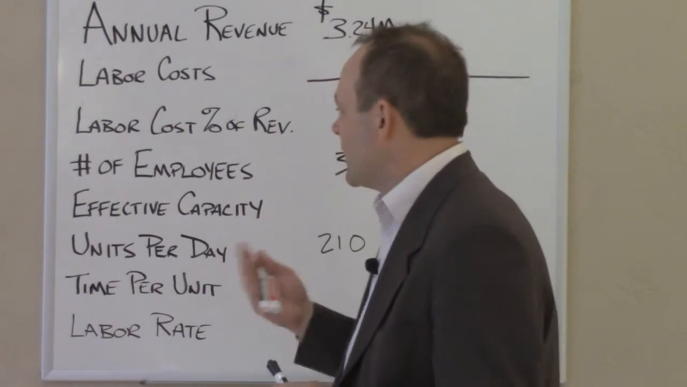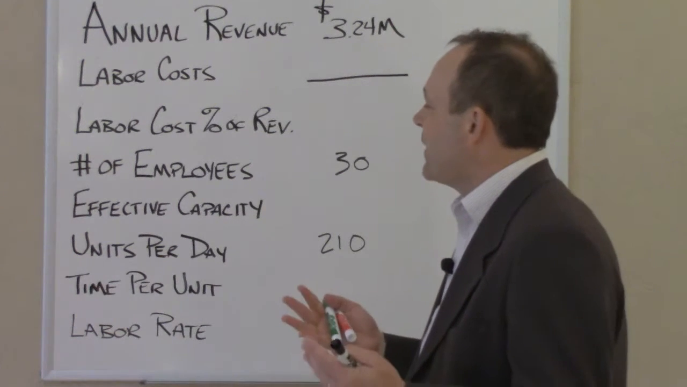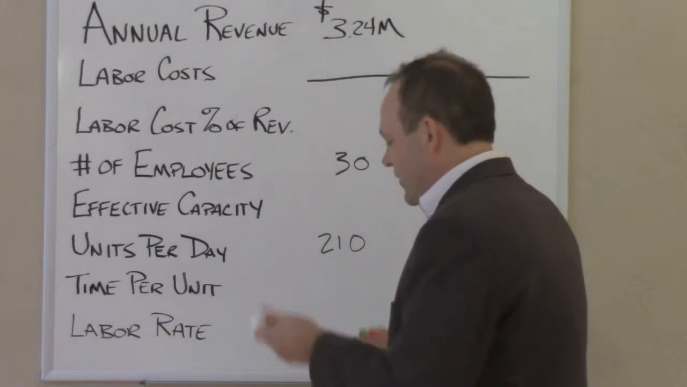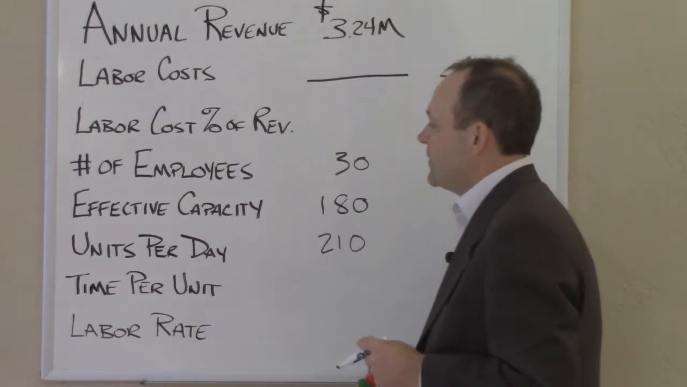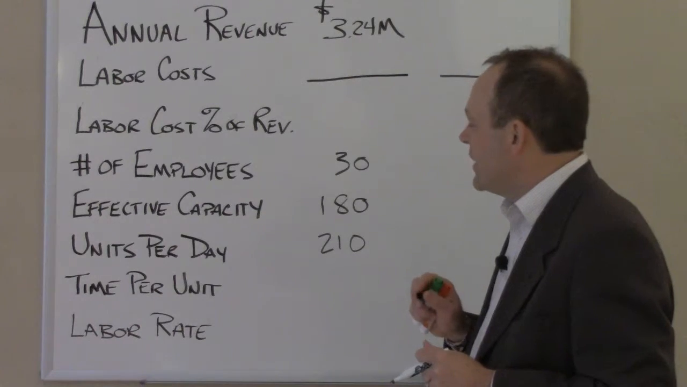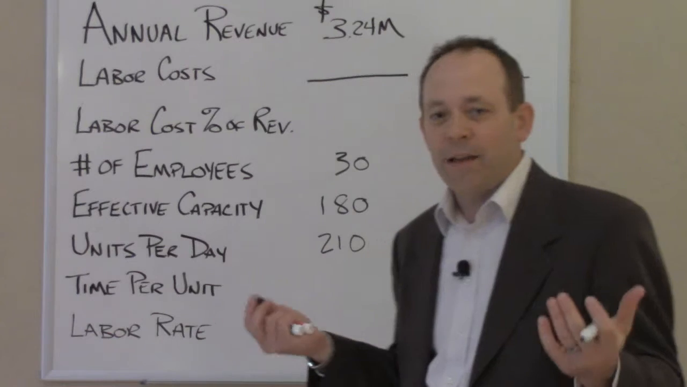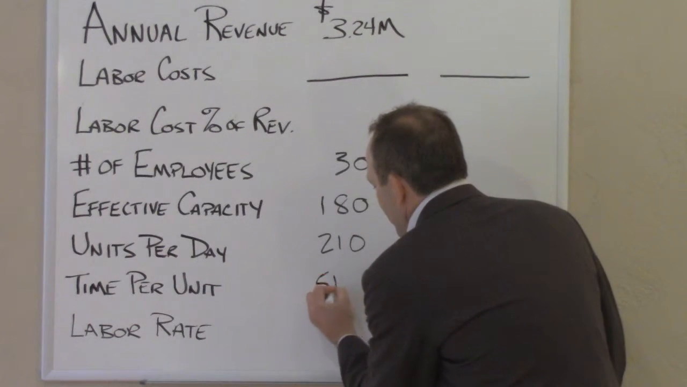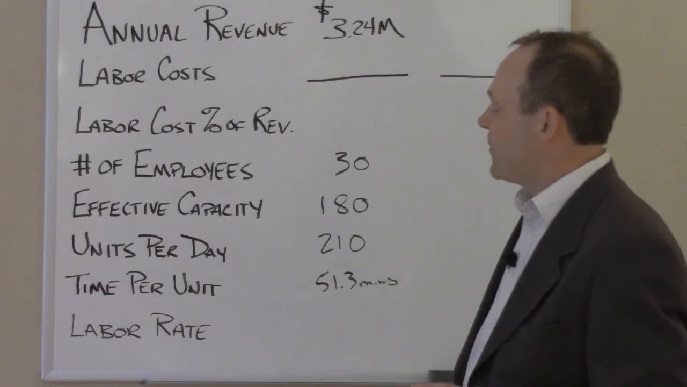So now we'll calculate what this company has in terms of effective capacity overall. If I expect my employees to work 6 hours per day, and I have 30 employees, well then it's clear to see that I have 180 total hours of effective capacity. Now, if I have 180 hours of effective capacity and I know that I'm producing 210 units per day, well now I can figure out pretty easily how much time it takes me to produce each unit. And in this case, if you run the numbers, you'll see it's about 51.3 minutes per unit. Okay, that's really good information to know.